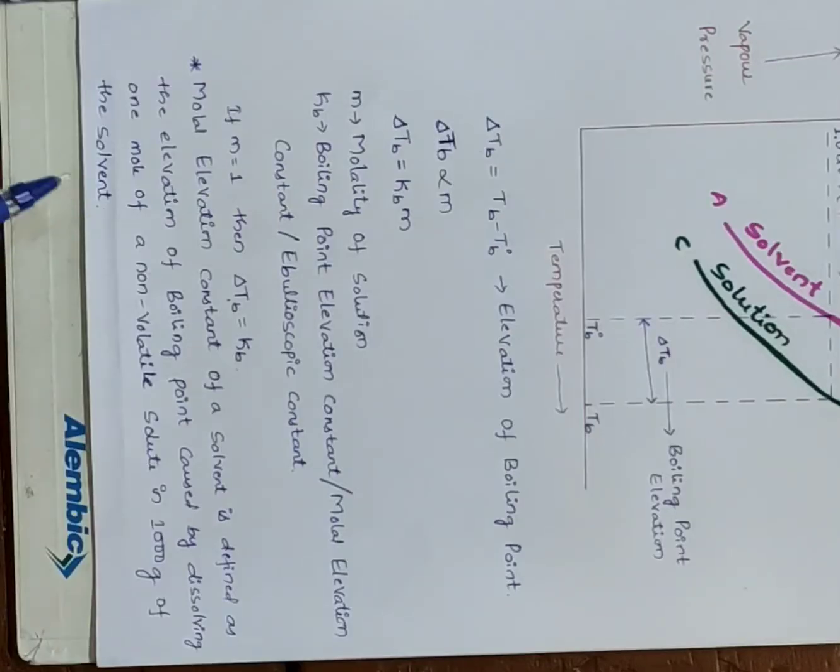So the definition is here. Molar elevation constant, Kb, of a solvent is defined as the elevation of boiling point caused by dissolving 1 mole of non-volatile solute in 1000 gram of the solvent. So here we have taken 1000 gram because it is a molar constant. If you want to define molarity, we will use 1000 gram or per kg. Hence this non-volatile solute is dissolved in 1000 gram or 1 kg of the solvent.